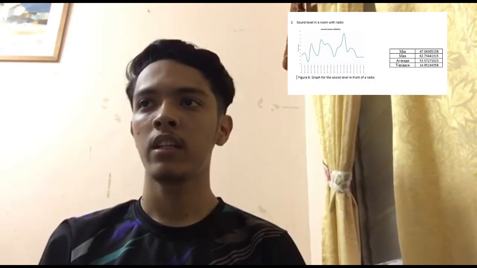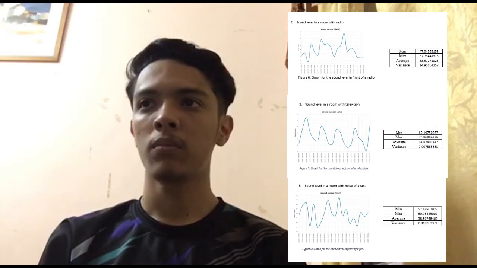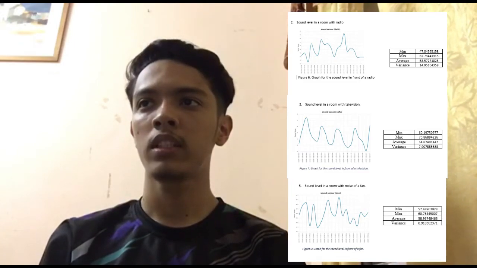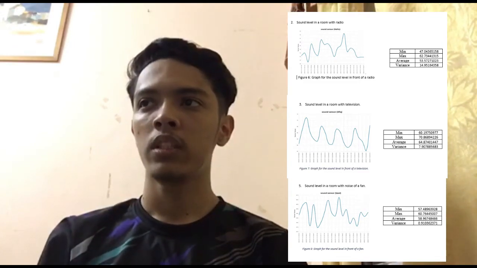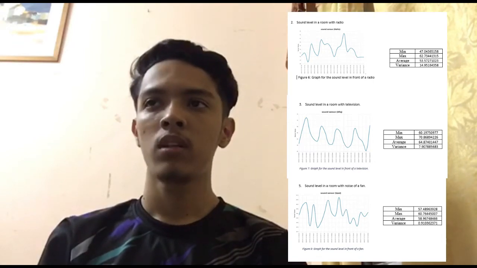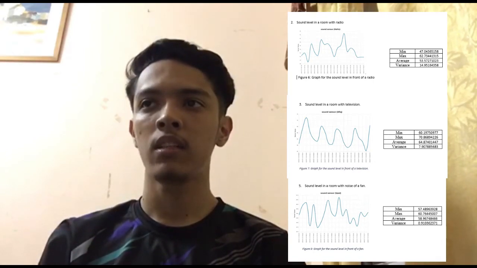For the second, third, and fifth data, we can observe a moderate and inconsistent sound intensity, where the average value is around 53 up to 65 decibels. The noise from TV, radio, and fan have a similar sound intensity in a closed room. However, in this house, the 3 rooms are still not best suited for quality sleep.